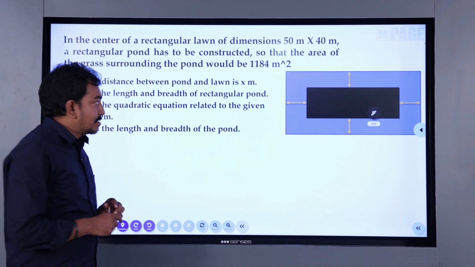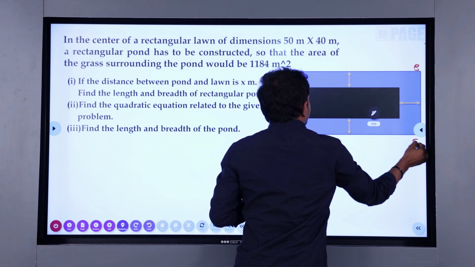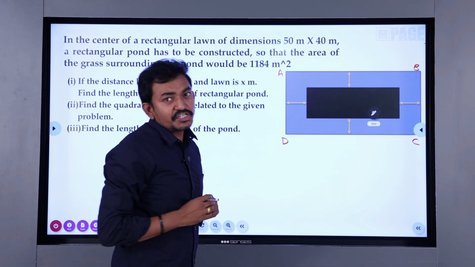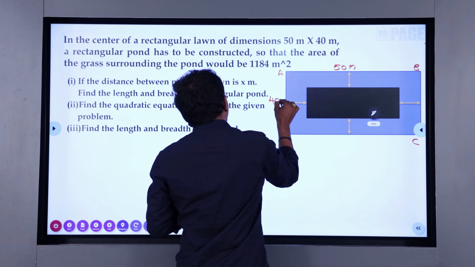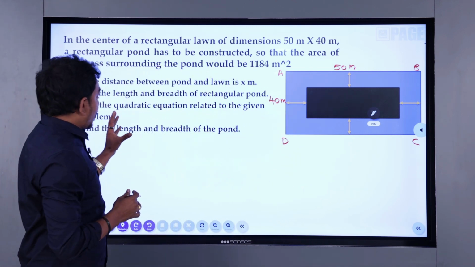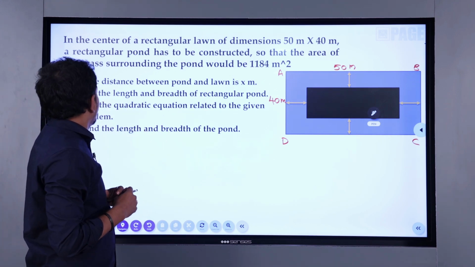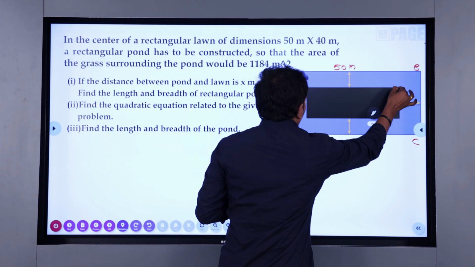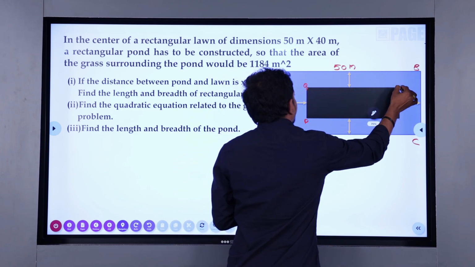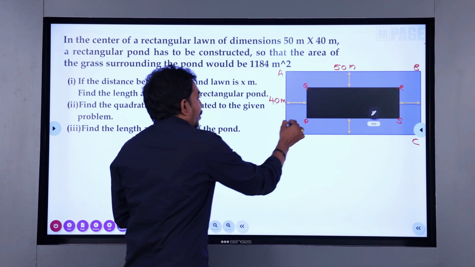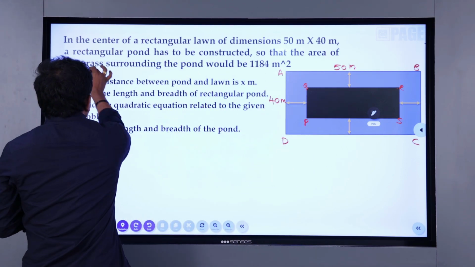So we have a rectangular lawn. Let us name this outer rectangle ABCD. This is our rectangular lawn. The dimensions of this lawn are given as 50 meters and 40 meters, right? A rectangular pond has to be constructed so that the remaining area is grass. So this is the pond. Let's name this pond PQRS. After forming the pond, the remaining area is surrounded by the grass.